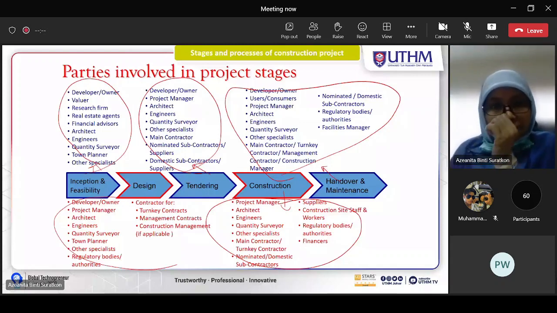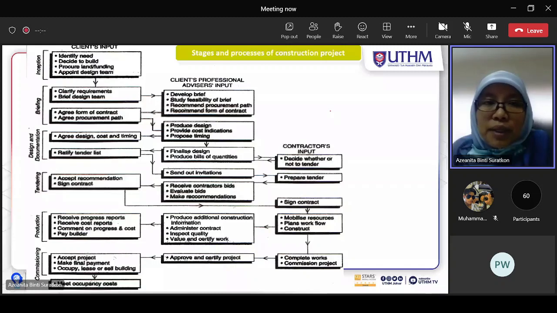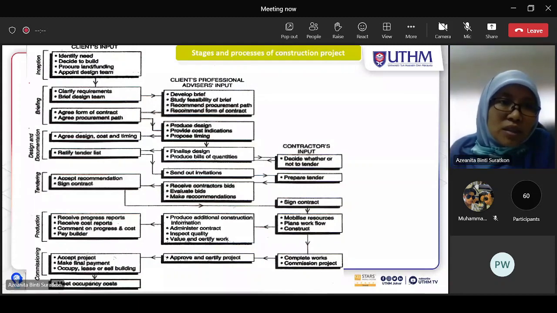Right. Okay. So this is another way of explaining and illustrating the stages and processes of a construction project. Okay, so here is the stage: inception. Okay, and then briefing, design and documentation, tendering, production and commissioning. Okay, right.